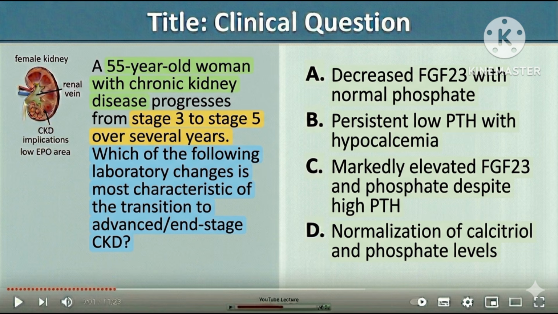In early CKD, fibroblast growth factor 23 rises to promote phosphate excretion, but in advanced CKD it becomes ineffective, leading to persistent hyperphosphatemia despite very high fibroblast growth factor 23 and secondary hyperparathyroidism.